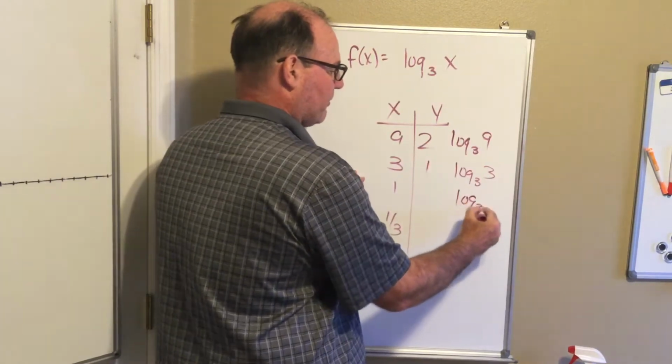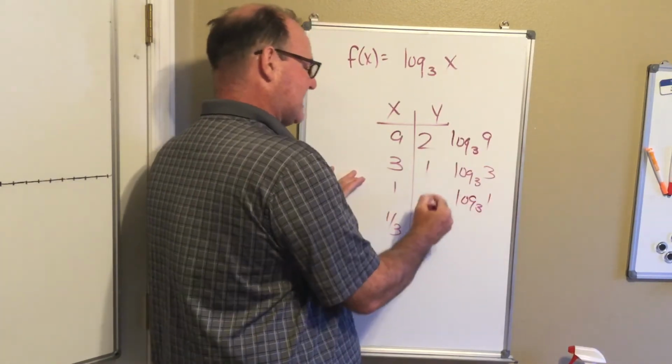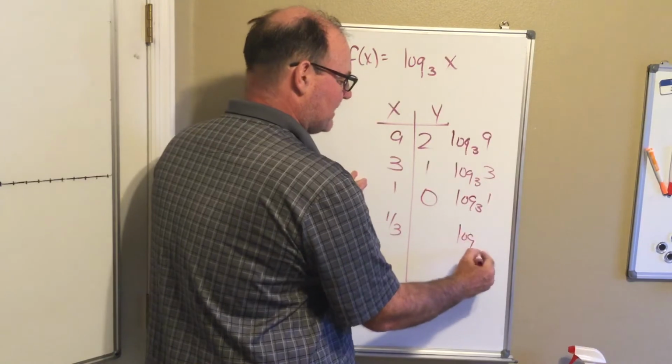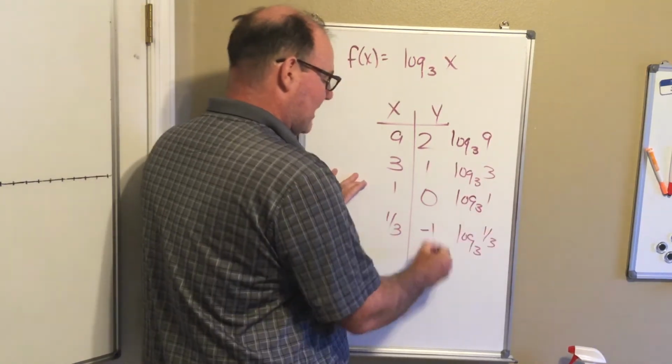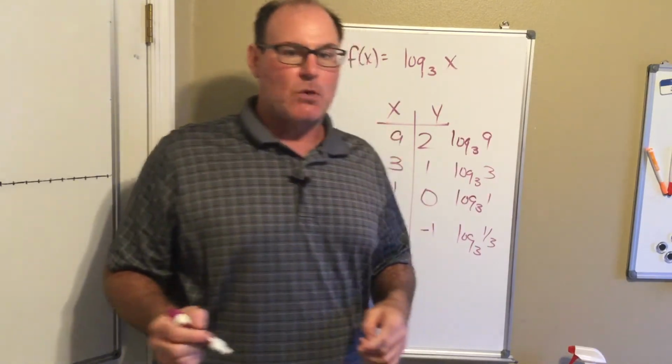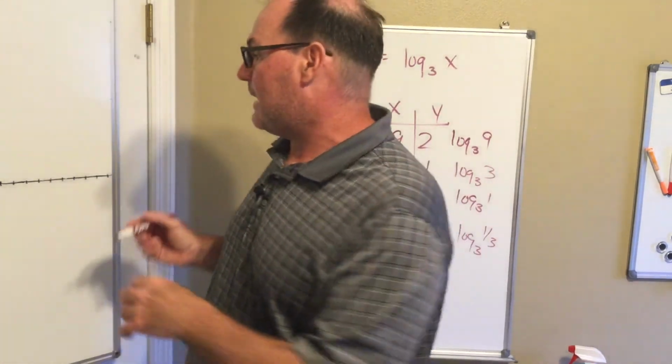And then log base 3 of 1. So 3 to the 0 power. And then last but not least, log base 3 of 1/3. The 3's in the denominator. That's -1. So once again, I'm going to go over to my graphing board here, and I'm going to plot those points.